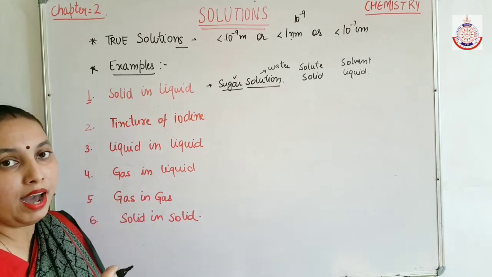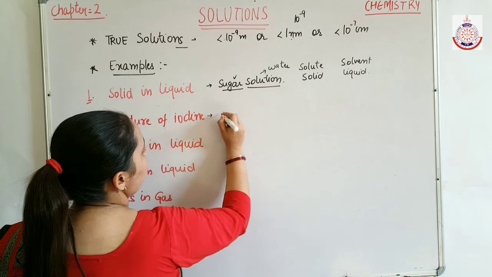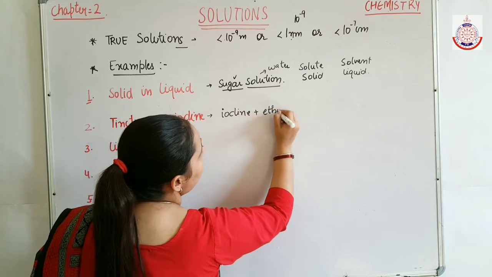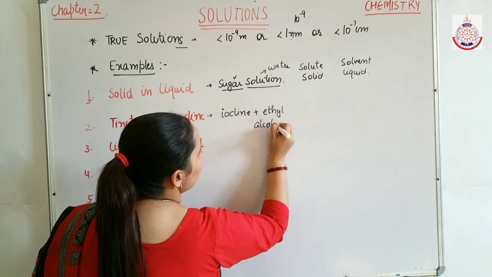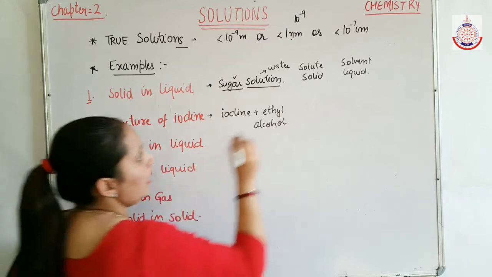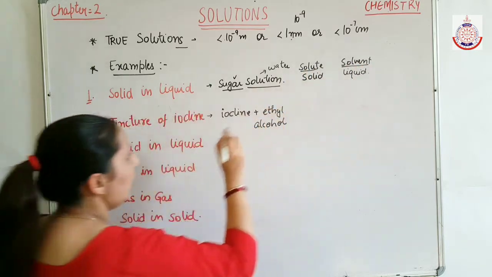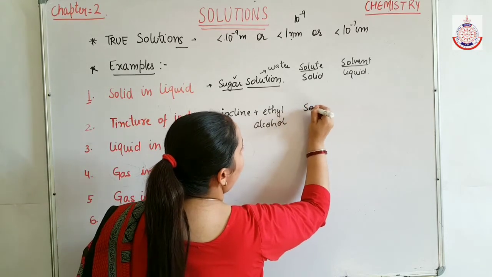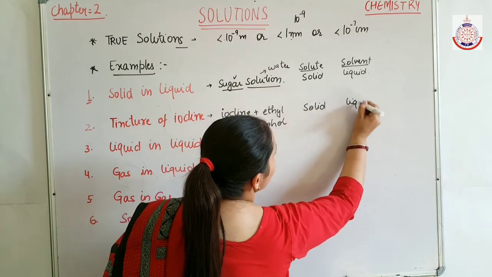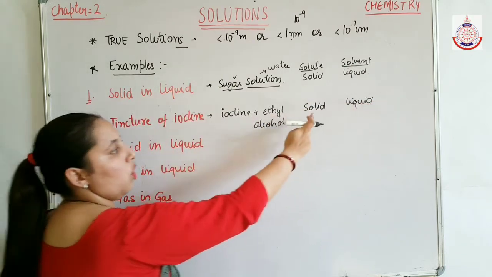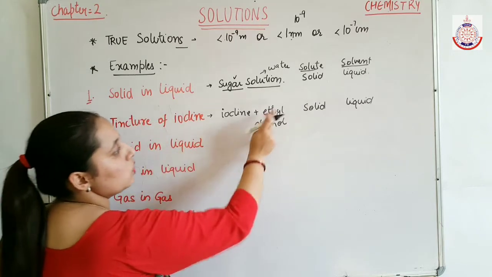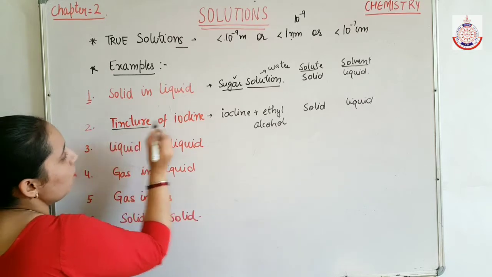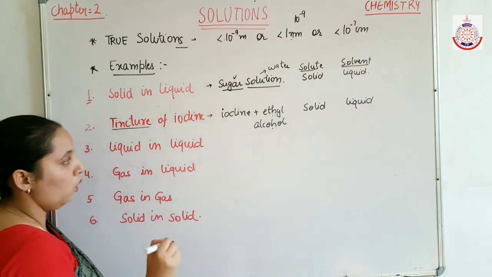Next is tincture of iodine. What does tincture of iodine mean? It means the solid iodine is dissolved in ethyl alcohol. Here, what is the solute? In the case of this tincture, iodine is solid and ethyl alcohol is liquid. So iodine, which is solid, is dissolved in liquid alcohol, and it is termed as tincture. The word is tincture when the solute is dissolved in alcohol.